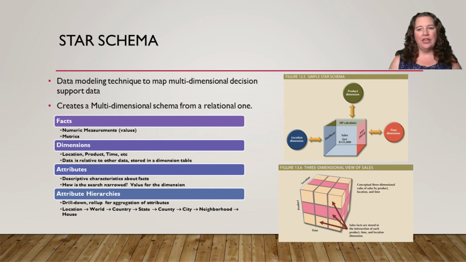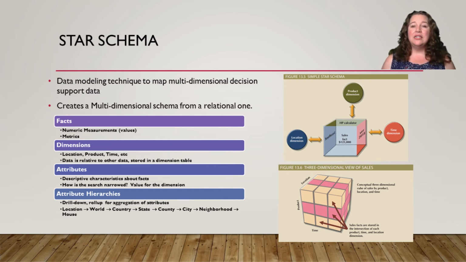Attribute hierarchies are the drill down, or what we call roll up aggregates of the attributes. So if we had the location attribute, the location dimension we wanted to talk about, is this the entire world? Is it a specific country? Is it a state within a country? Is it a county within the state? I missed region. We could have done region in there. City, neighborhood, all the way down to an individual house. So you can have this hierarchy of different objects.